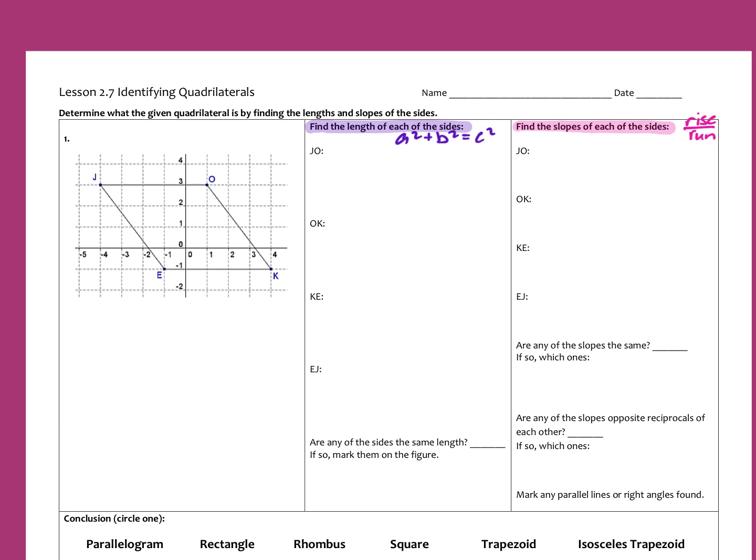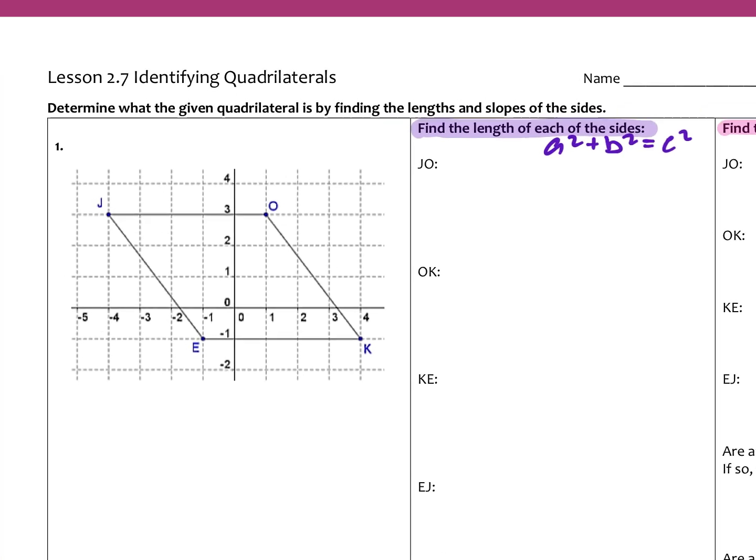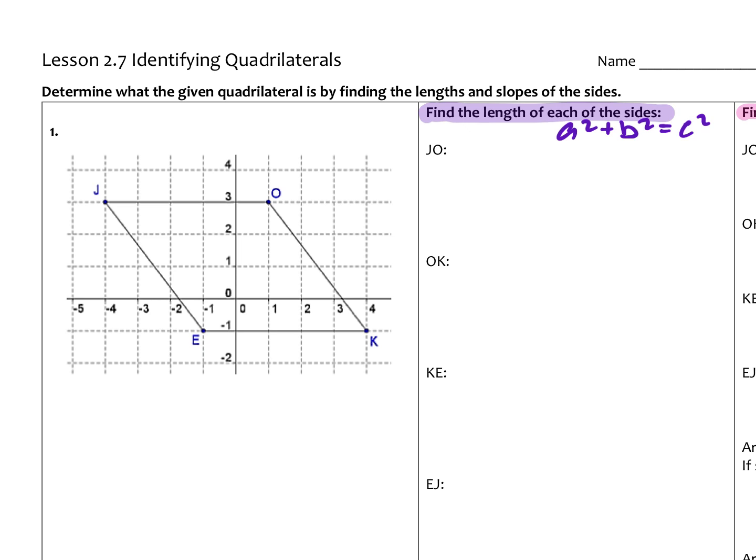Okay, so we're going to start. And notice my quadrilateral is J-O-E-K, I guess. Oh, it's called joke. Okay, cool. J-O-K-E. So we're gonna find the lengths of whatever sides it tells me to find. So the first one, I'm just gonna blow it up a little bit so we can see it. I need to find the length of JO first.